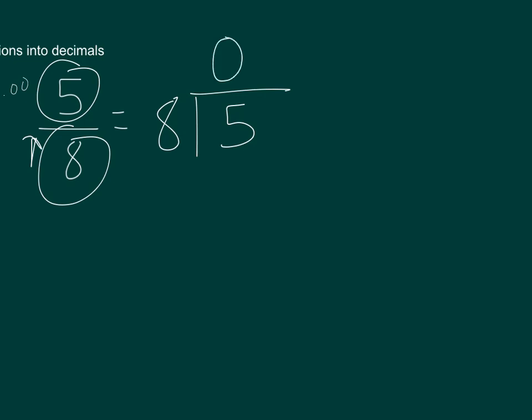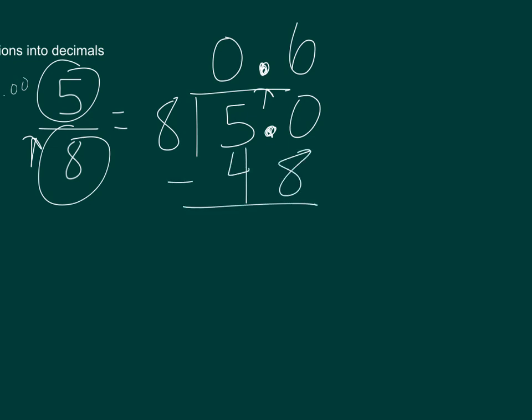I want to express my answer as a decimal, so I can put my decimal right after my 5 and add a 0, because that does not change the value. If I have my decimal here, I want to bring it straight up. I'll also put my decimal up top. 8 goes into 50. That happens 6 times. 6 times 8 gives me 48. And now I can subtract. I can borrow if I need to. 10 minus 8 is 2. 4 minus 4 is 0. So 50 minus 48 is 2.